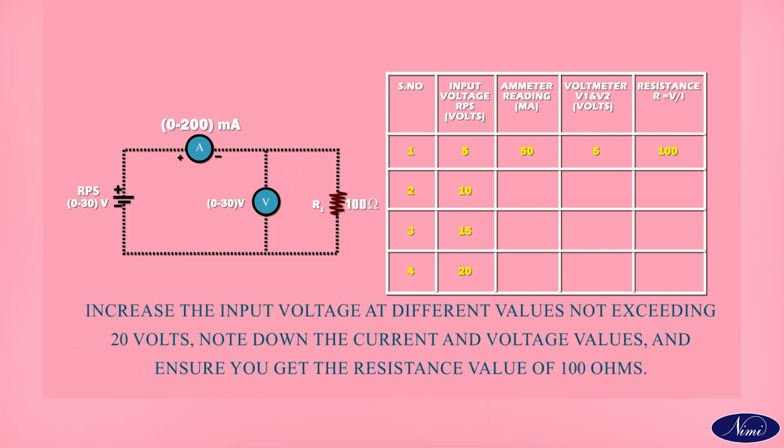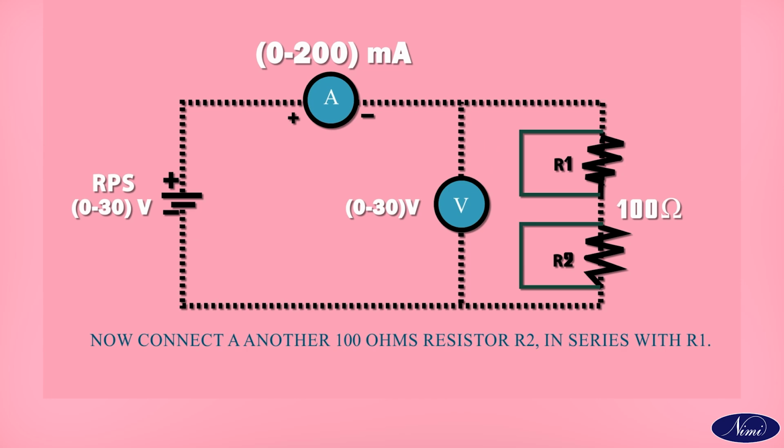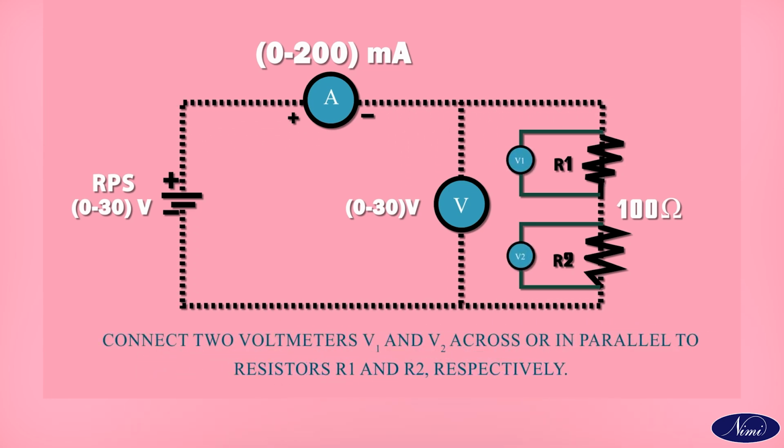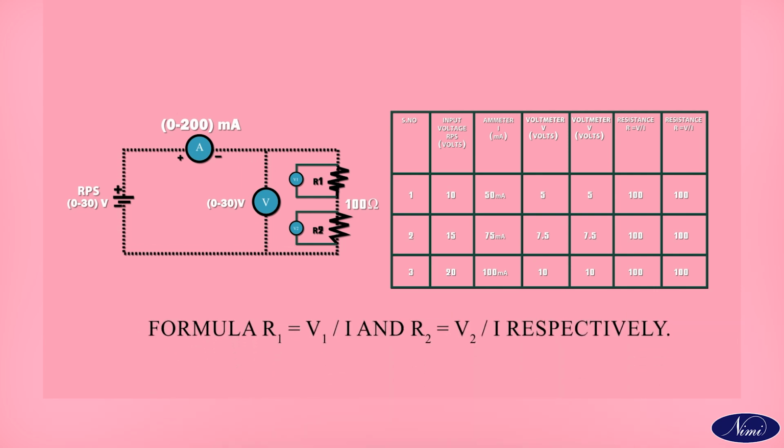Check whether you get the resistor value approximately equal to 100 ohms. Increase the input voltage to different values not exceeding 20 volts. Note down the current and voltage values and ensure you get the resistance value of 100 ohms. Now connect another 100 ohm resistor R2 in series with R1. Connect two voltmeters V1 and V2 across, or in parallel to, resistors R1 and R2 respectively. Measure the voltage and current at different values of input voltage and calculate the resistance using the formula R1 is equal to V1 upon I and R2 is equal to V2 upon I respectively.